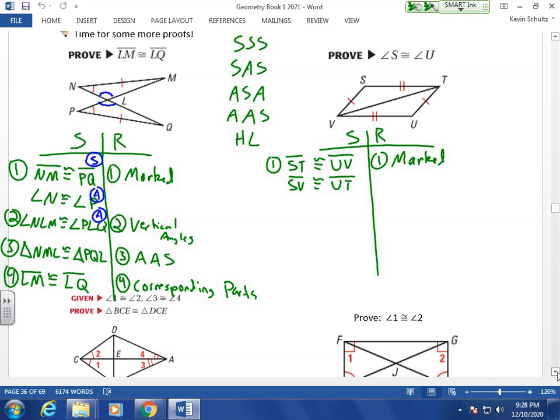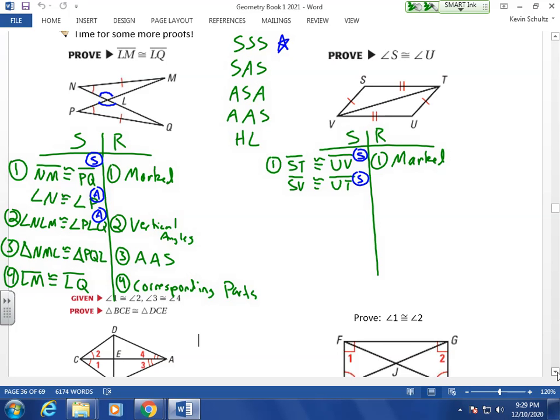And now I kind of take an inventory check and see where I'm at. What do I have? What do I need? Okay. I've got one side. I've got a second side. So either I'm going to be looking for an angle here, which I really don't have any information about the angles. I don't know for a fact that ST and VU are parallel, so I can't really use those. So I'm going to put my focus here on side, side, side. Can I get that third side of these triangles? Can I say that it is congruent?